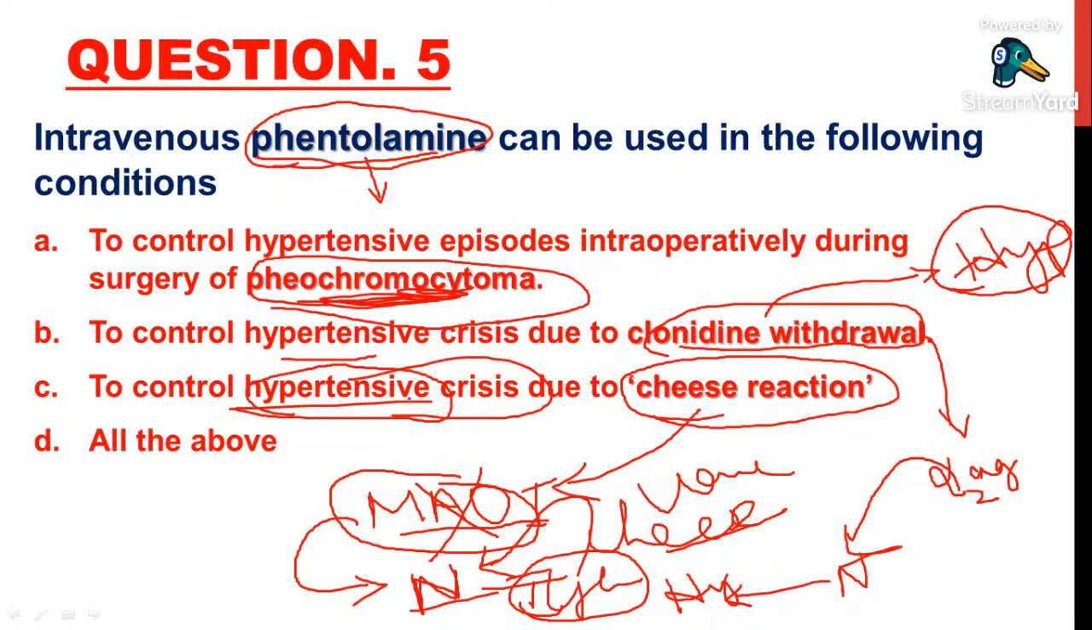So in cheese reaction also, phentolamine injections are given. So phentolamine is used in pheochromocytoma hypertension. It is used in clonidine withdrawal hypertension. It is used in cheese reaction hypertension. So all of the above is the correct option for the fifth question.